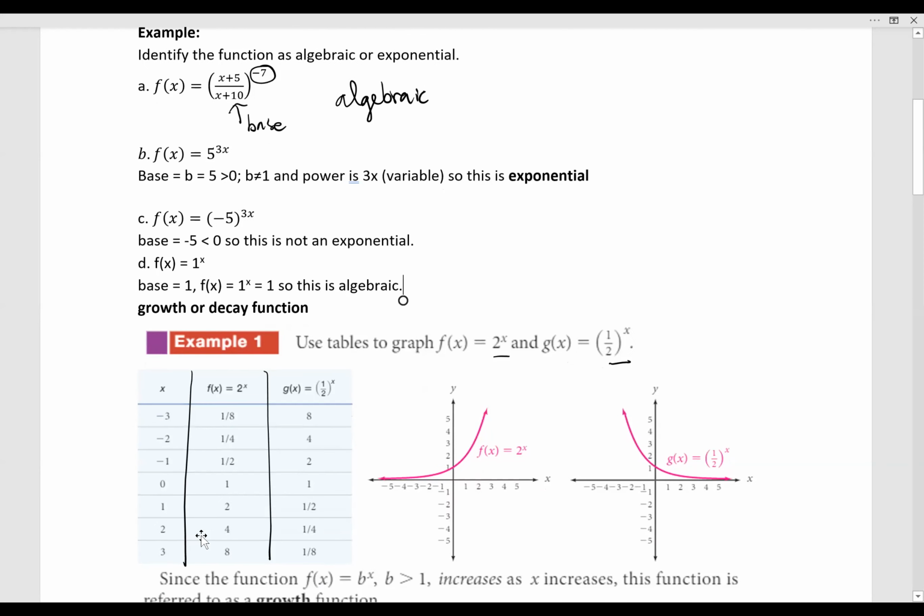It looks like the increasing of x will give the increasing of f(x), but inversely, the increasing of x will give me the decreasing of g(x). So you see that, right?